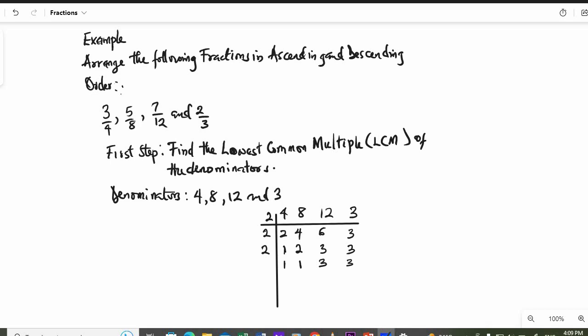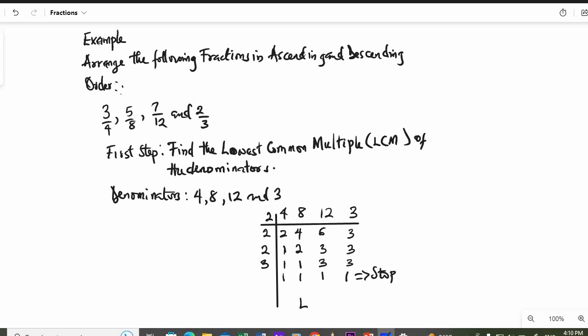Now we use 3, because 3 is a factor of both this number here and this number here, so we say 3. Now 1 isn't divisible by 3, so write 1, same here. 3 divided by 3 is 1, 3 divided by 3 is 1. So we stop here, where you have all these numbers here as 1. This is where you stop.